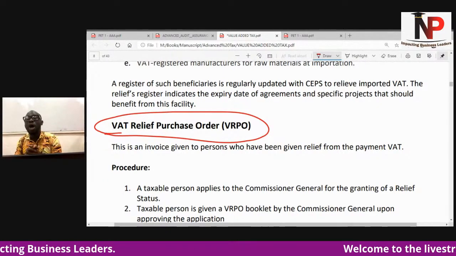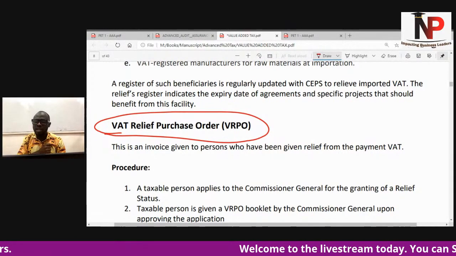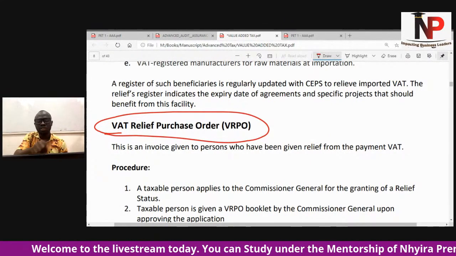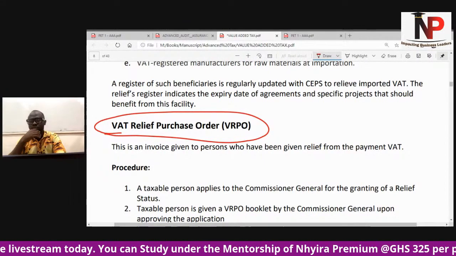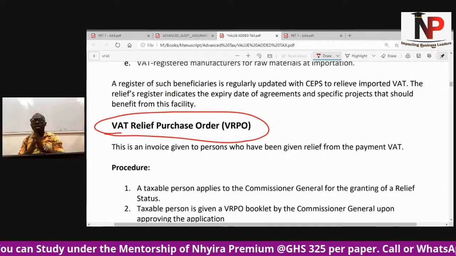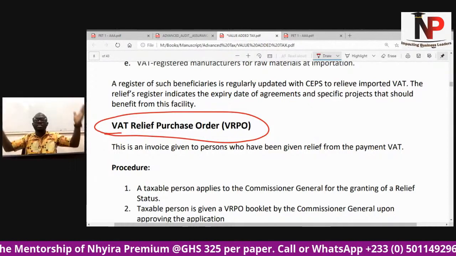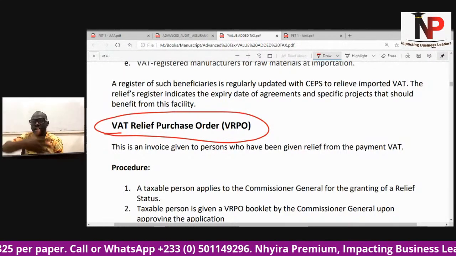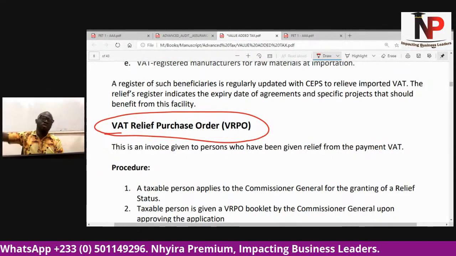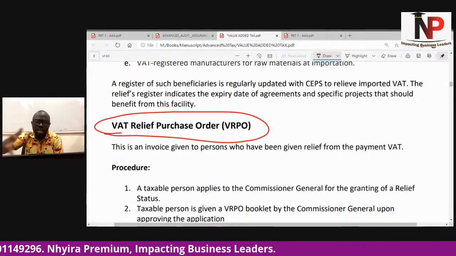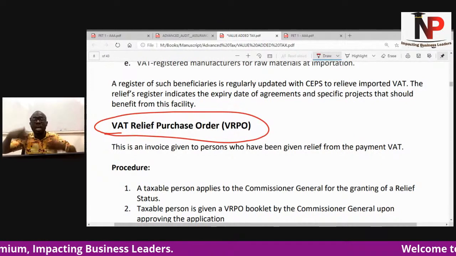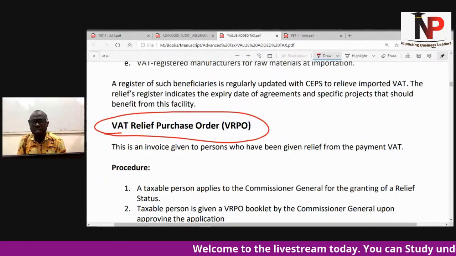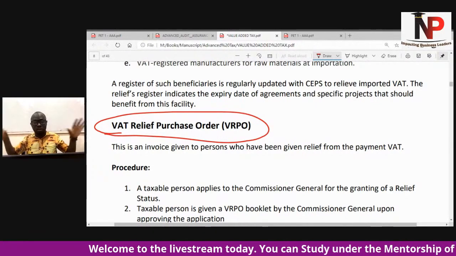Once the Commissioner General approves that, the Commissioner General is going to be issuing to you what is called the VAT relief purchase order. And this is what happens. So let's say you apply. Maybe you have an NGO that deals with women on the streets, something like that, and you'll be buying goods, and when you buy the goods, you are giving it to them, so it's a charity thing, so you don't want to pay VAT. So you write to the Commissioner General, and you are cleared.